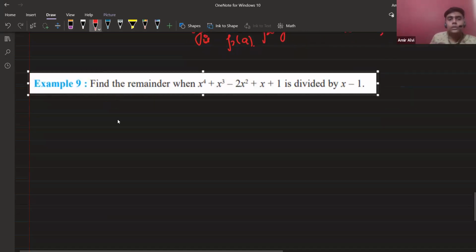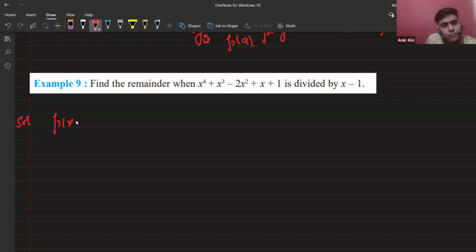Okay. So this question is asking, find the remainder of this polynomial if it's divided by x minus 1. How will you write it? P of x equals x to the power 4 plus x cube minus 2x square plus x plus 1. Yes or no?